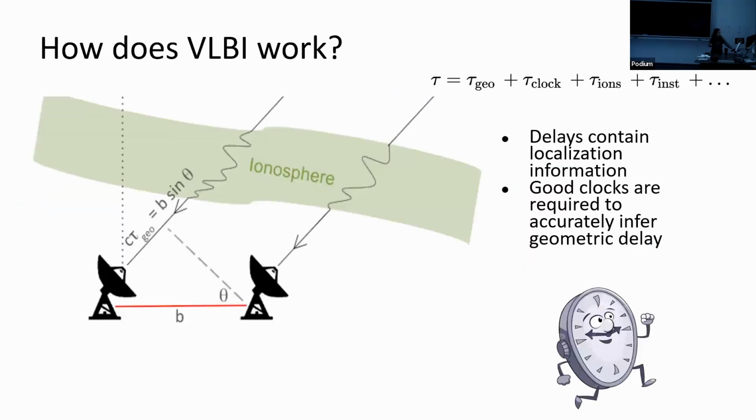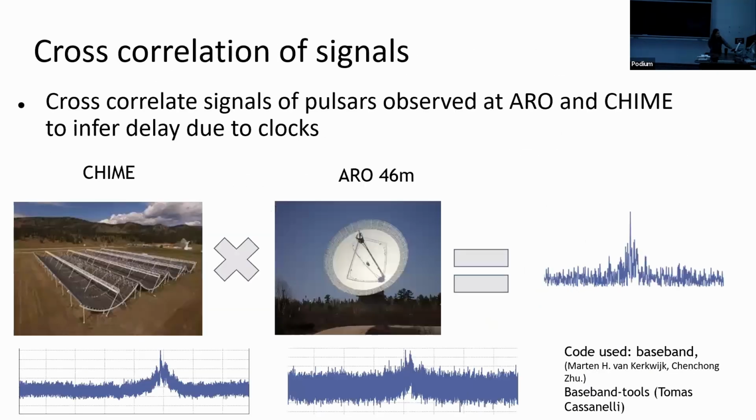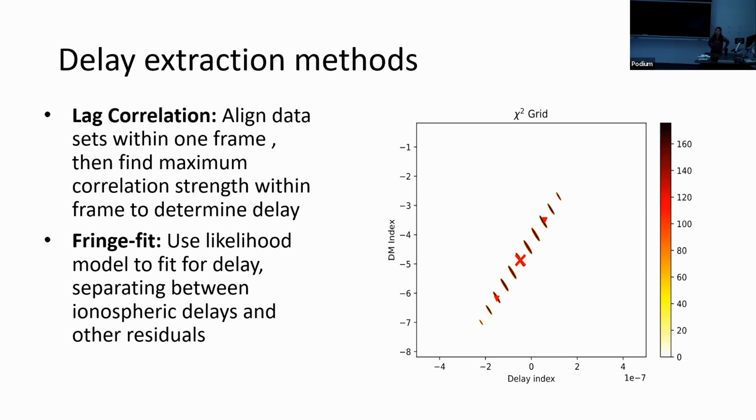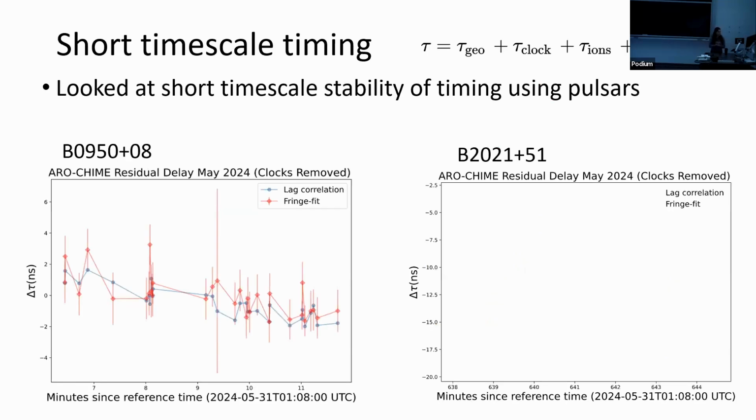But just to be clear, that's the ionosphere there that's messing up the radio waves and making everything difficult. That's what I'm talking about when I say the DM index. So that's just a little bit about the technical details of how we extract the delays to track them over time, because ultimately we want to see that our timing residuals are stable over time.